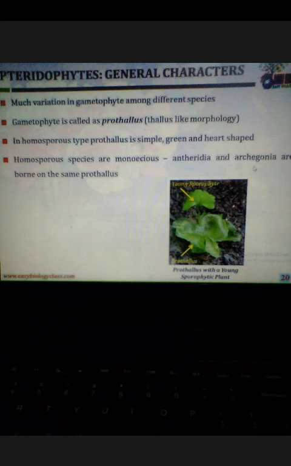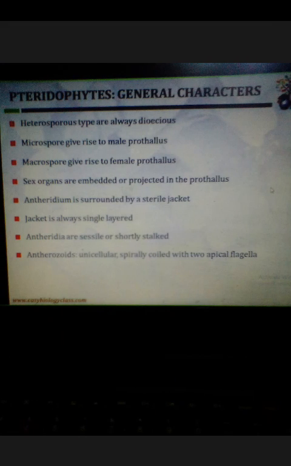In the homosporous type, the prothallus is simple, green and heart shaped, and homosporous species are monoecious, meaning antheridia and archegonia are borne on the same prothallus. Next, heterosporous types are always dioecious. Microspores give rise to the male prothallus, whereas megaspores give rise to the female prothallus, meaning both of them are separate. Sex organs are embedded or projected in the prothallus.